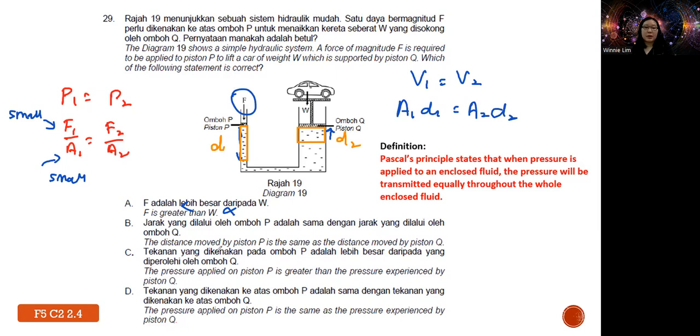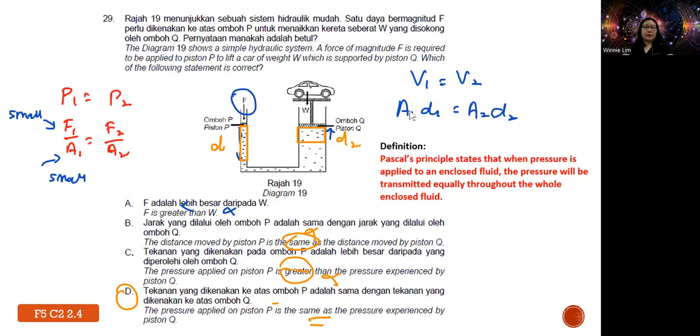See, the pressure applied on piston P is greater, right? Wrong also, because the teacher already said it's supposed to be what? Same. So the last option: the pressure applied on piston P is the same as the pressure experienced by piston Q.